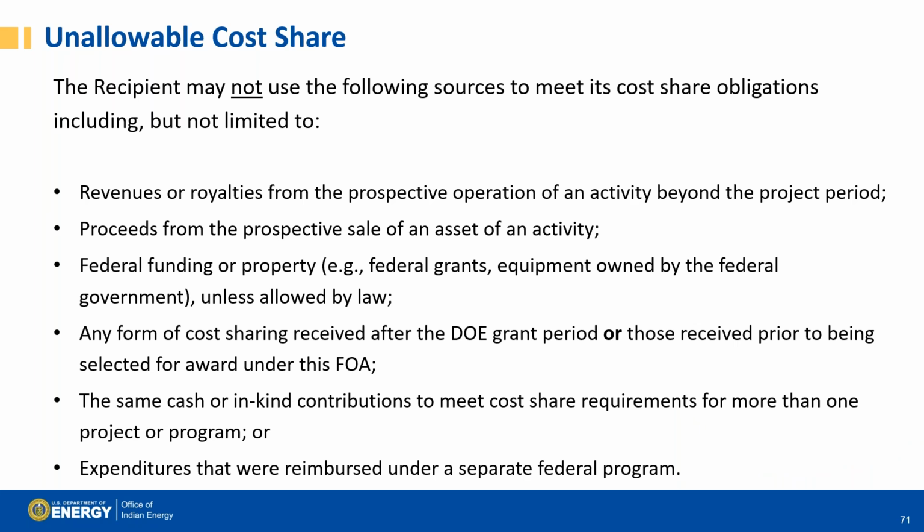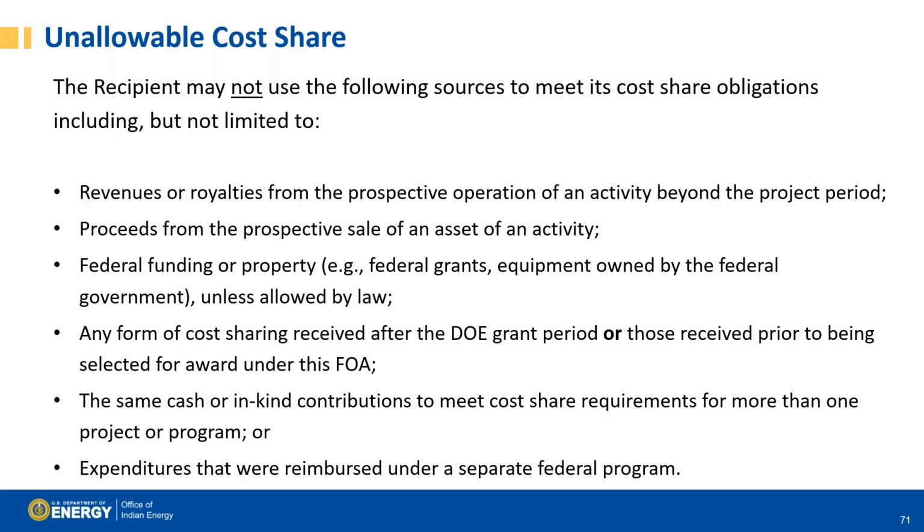Be aware that there are items that are considered unallowable for cost share. If a cost is considered unallowable, it cannot be requested from DOE or be counted as cost share. This slide provides some examples of cost share that is unallowable. For example, you can see page 38 of the FOA, and I'll give you a few seconds here to read through the list. Take note that generally any cost before or after the DOE grant period cannot be considered as cost share. I think we've mentioned that a few times as well.